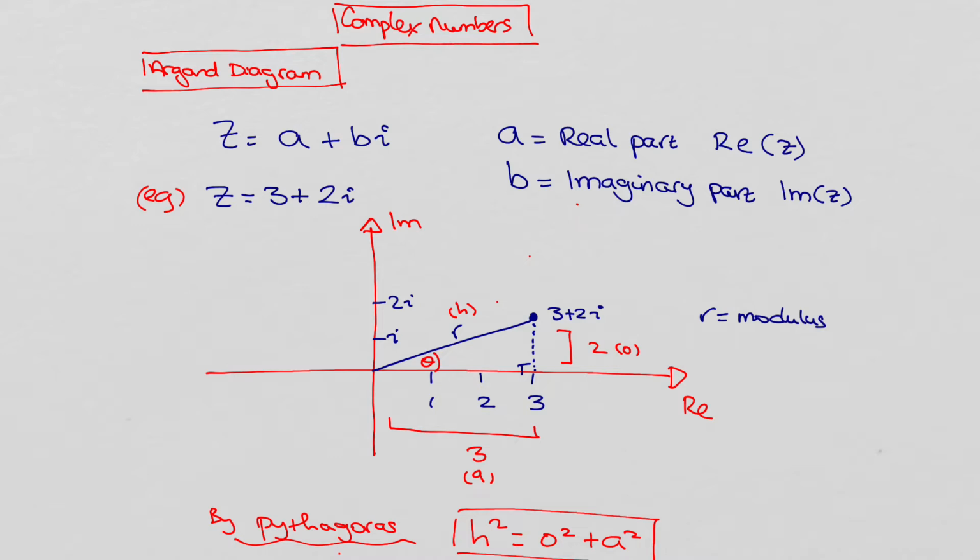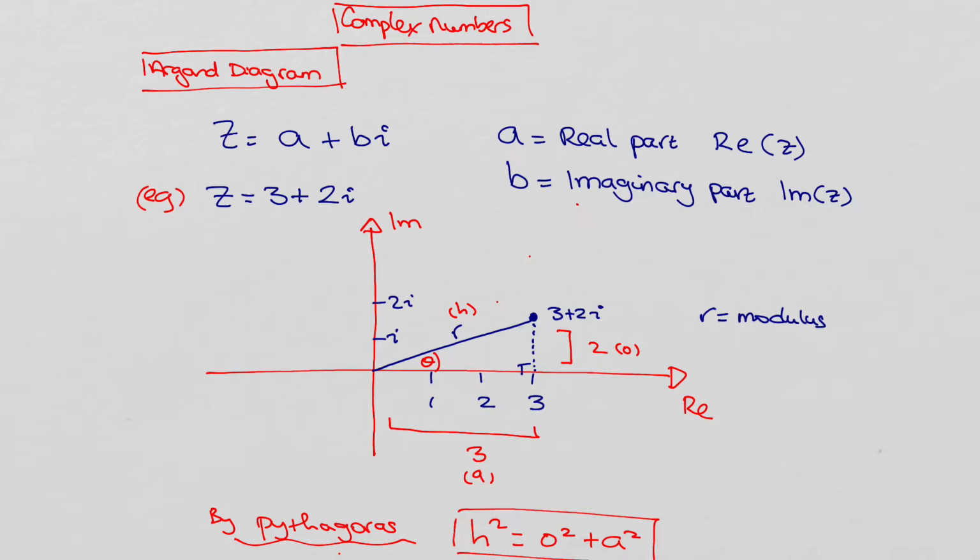Now if we connect from the origin to the complex number 3 plus 2i, this would be known as the length of the complex number, often referred to as the modulus. The modulus can be represented by the letter r. If I drop a line down from the complex number 3 plus 2i, then I create a right angle triangle, and therefore I have the opposite and the adjacent. Then the modulus, you can see, is actually the hypotenuse of the right angle triangle.